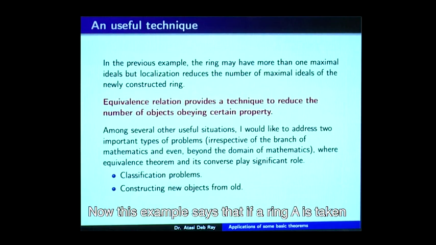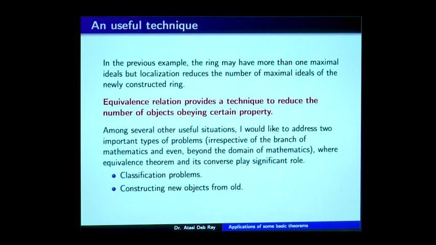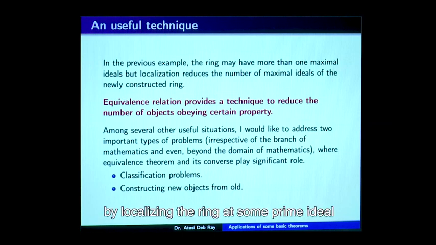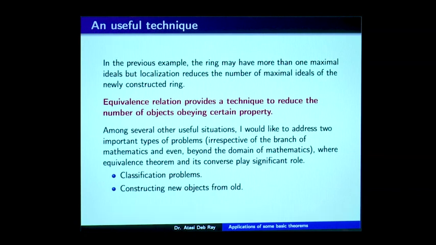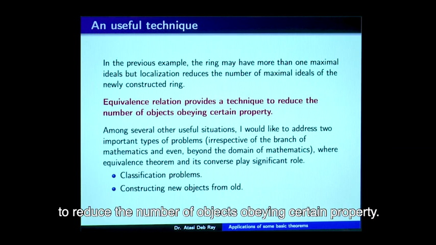Now, this example says that if a ring A is taken and the ring has more than one maximal ideals, then also by localizing the ring at some prime ideal, we can reduce the number of maximal ideals and get a ring with exactly one maximal ideal. So, equivalence relation provides a technique to reduce the number of objects obeying certain property.